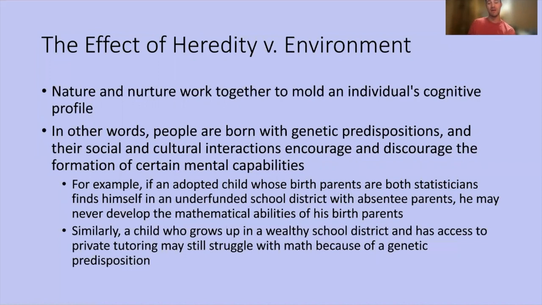So for example, if an adopted child whose birth parents are both statisticians finds himself in an underfunded school district with absentee parents, he may never develop the mathematical abilities of his birth parents. If both of his parents are very good at math, we may be able to assume that they have a genetic predisposition to math, to enjoy it. They have higher cognitive functioning. And there's a good chance that if both of them have that, they would pass that genetic predisposition down to their child.